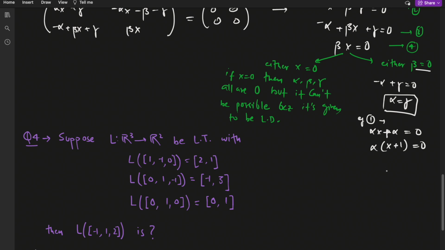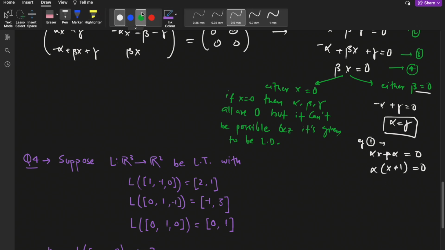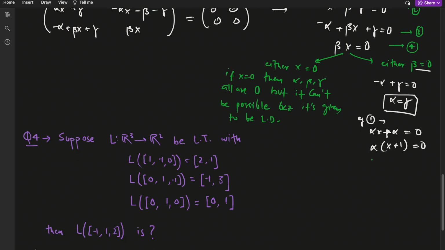Now, what could be possible? Again, there are two scenarios in this case. Either x plus 1 equal to 0, that means x equal to minus 1, right?